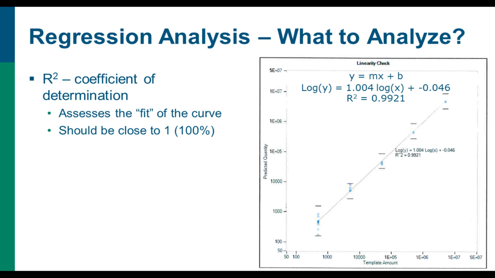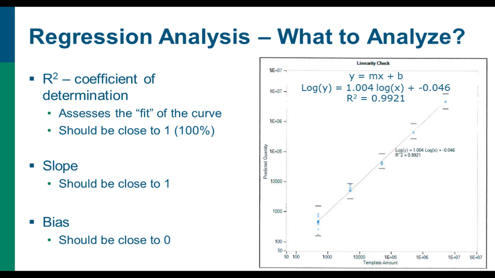So your r squared should be as close to 1 as possible, or 100%. If you can see at the top of the graph on the right, the r squared is 0.99, so 99%. That's a very good fit. Some people will think, oh, you just look at the r squared and you're done if you have a good r squared, but that's not true. Sometimes you can get a good r squared, but still not a very good curve. So in addition, you want to look at slope, so that m, and it should be close to 1. In this case, it's 1.004, so that's a very good slope. And then your b point, which is your bias, should be close to 0.